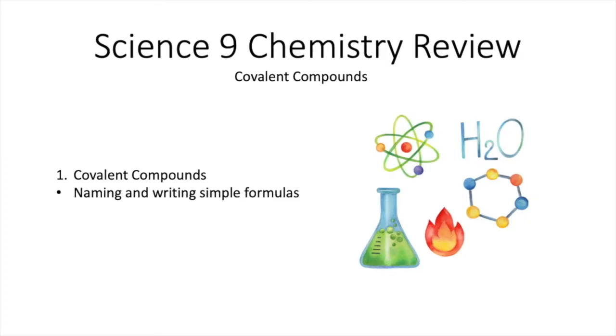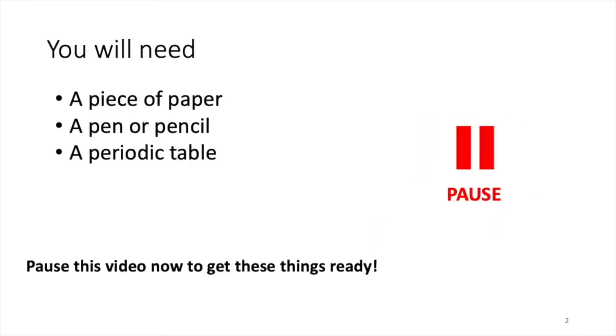So here we go. For this lesson you will need a piece of paper, a pen or a pencil, and your periodic table. Your polyatomic ion chart will also be helpful because it has the prefixes listed on it. So pause this video now to make sure you have everything you need. Press play when you're done.